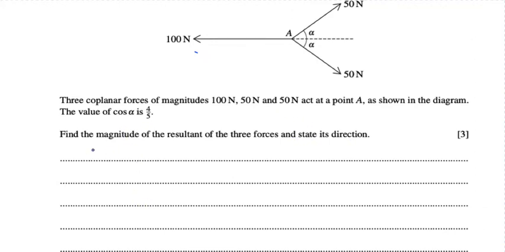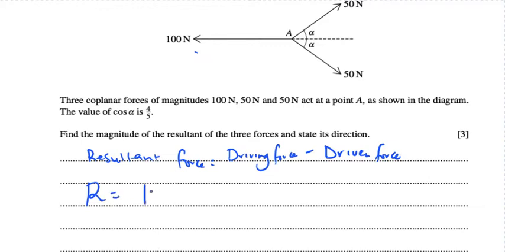Okay, so we all know that resultant force is equal to, I always do this, the driving force minus the driven force. When you look at this diagram, you realize that the driving force is 100, and the driven force is this side on the right. So to get the resultant, we get the driving minus, we do what we call resolving.